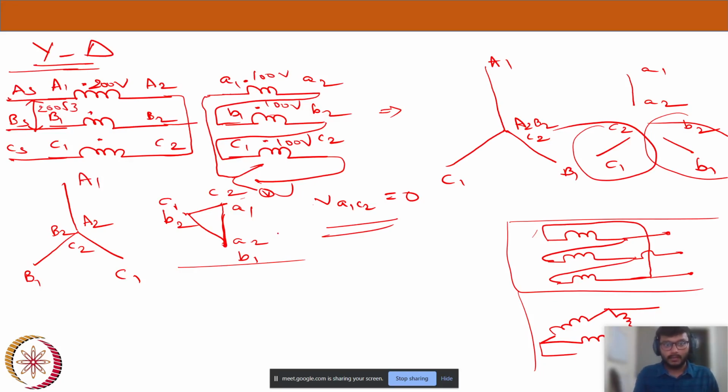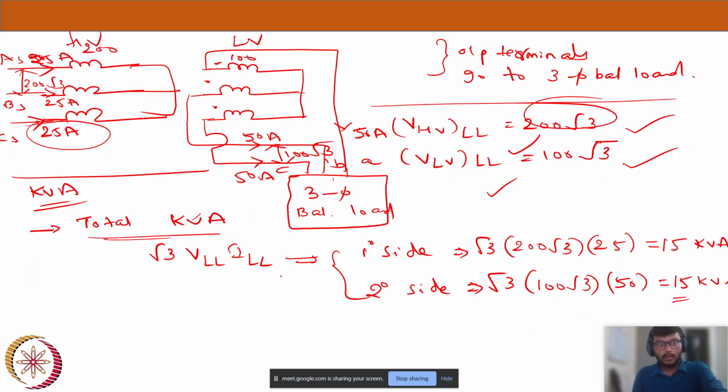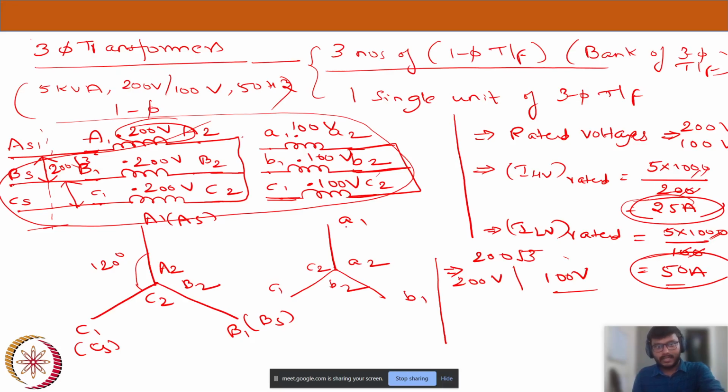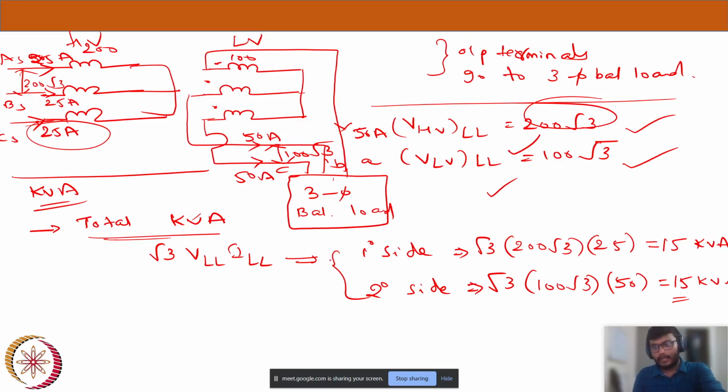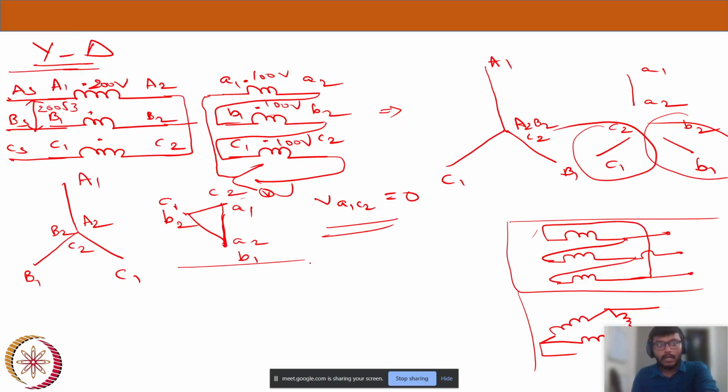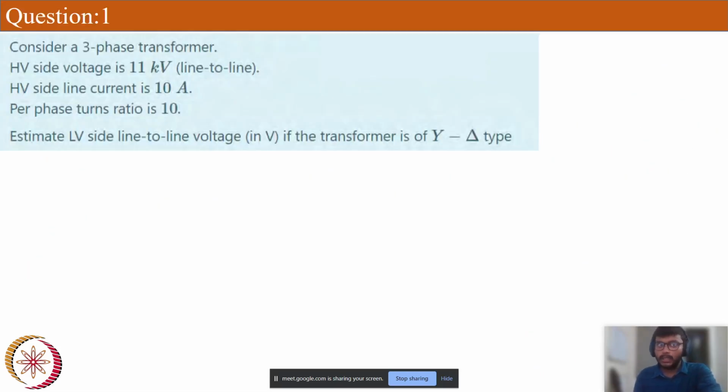So this is a star-star connection, and we have seen how the voltages should be, how the current should be, and we have calculated the KVA ratings as well. And this is a typical star-delta connection. So we now know how to connect a star-delta connection and a star-star connection. With these concepts, let's go into solving a numerical problem.